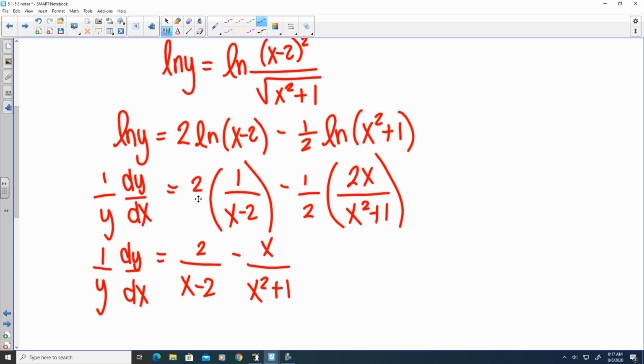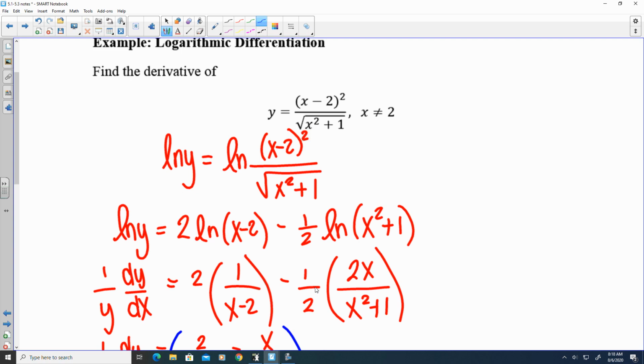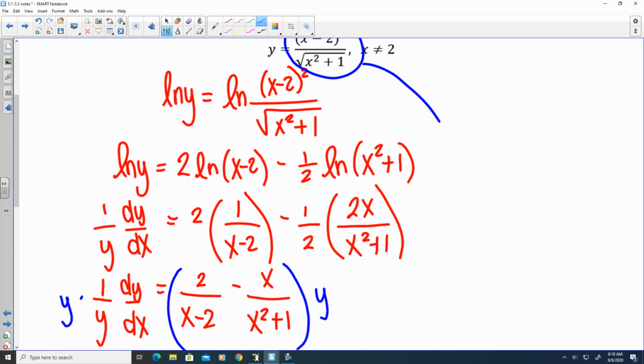is I want to get dy dx by itself, right? That's what you do when you implicitly differentiate, is you want to solve for the derivative. If I want to get dy dx by itself, I need to get rid of this y on the left side, which means I'm going to have to multiply both sides by y. I really don't want to leave a y in my answer though, so what is y? I can go back up here. Oh, look, y is this whole mess. So that can be substituted in for this y variable here.